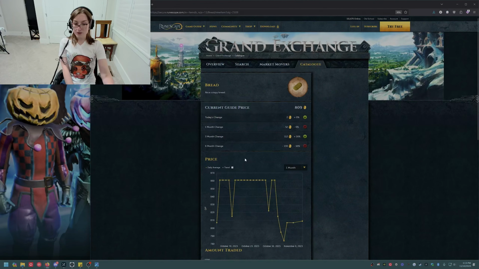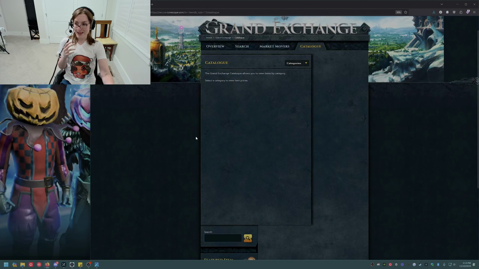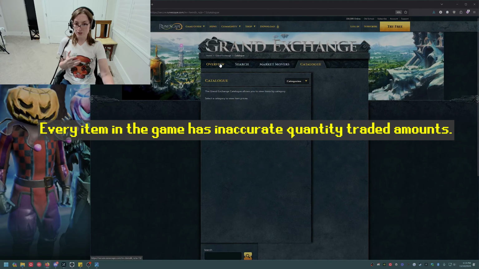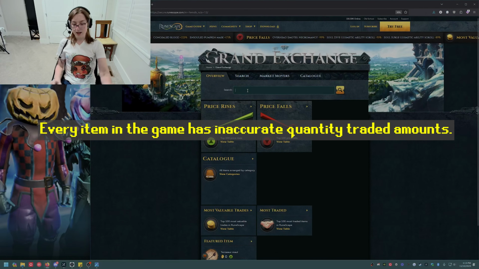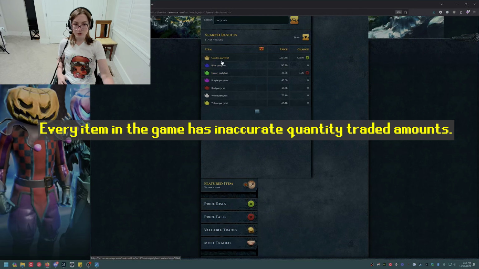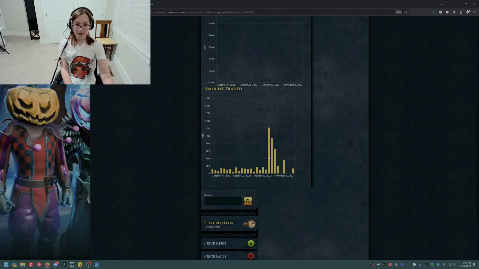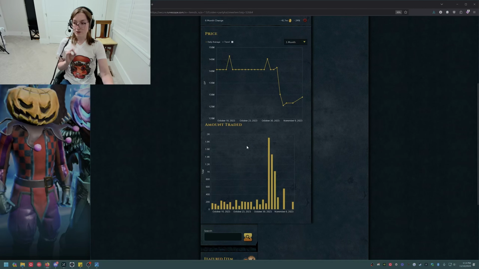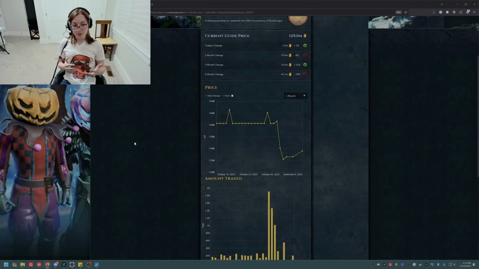Now, this is not only limited to bread. Unfortunately, this is across every item in the Grand Exchange that I've looked at so far. We can look at party hats and see that there is an inflated amount traded on each day, similar to bread. There was definitely not 1,900 gold party hats sold on November 1st. We can see that on November 1st, for each item, there was a spike.